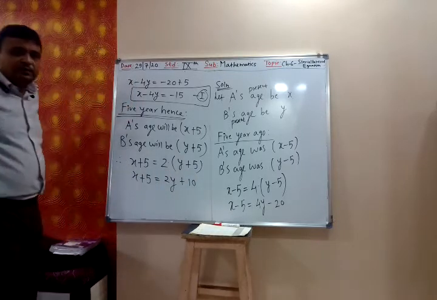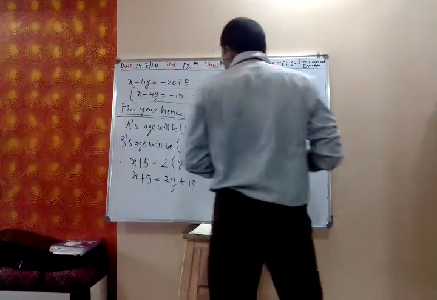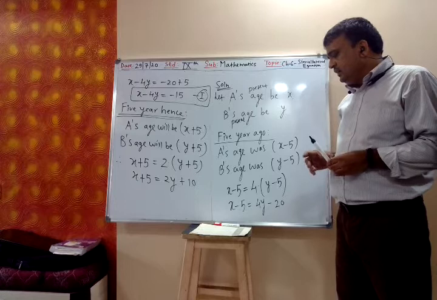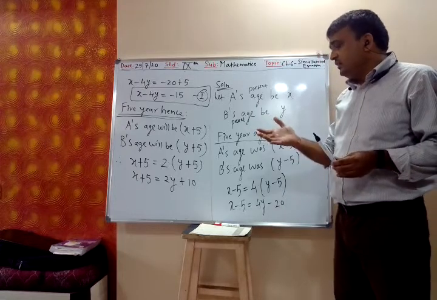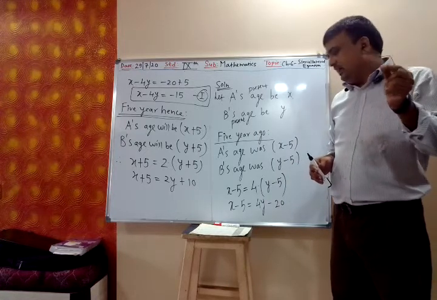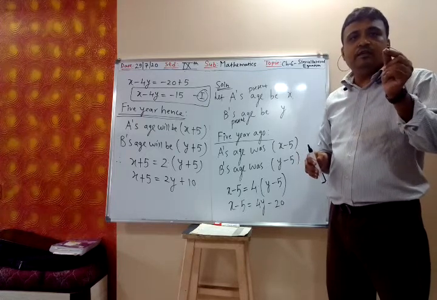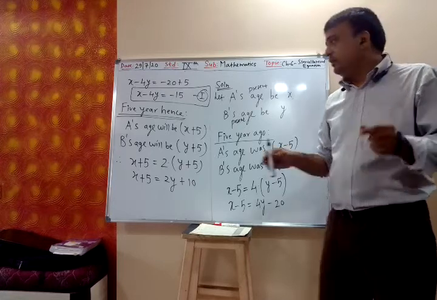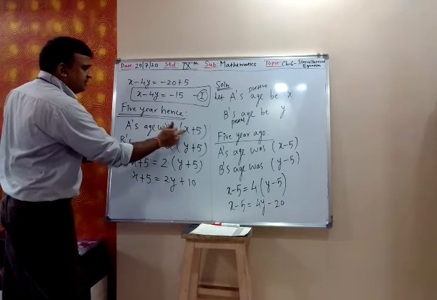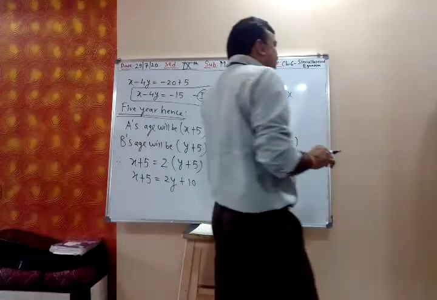5 years hence, so A's age will be, see here, will be or is means equal. Whenever we say will be or is, it means equal. So A's age will be x plus 5, equal to twice the age of B.